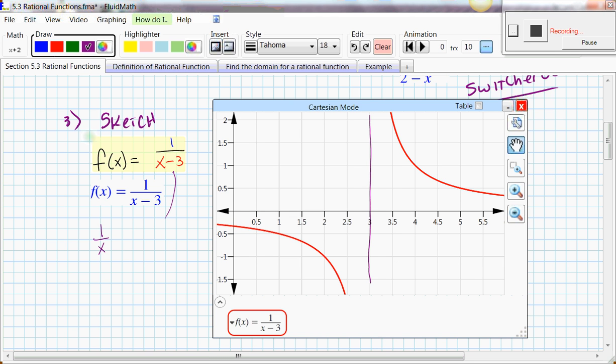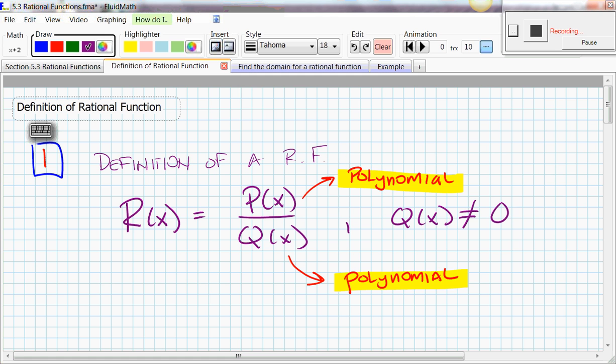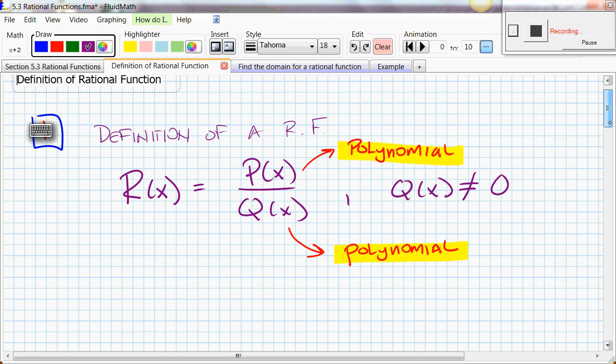And so our domain for this function, we said the domain was all real numbers x such that x was not equal to a positive 3. And again, that's consistent with dividing by 0. So that was the warm-up, and that led us right into what the definition of a rational function is. So the book gives us the definition of r of x equals p of x over q of x. And p of x is just a polynomial, and so is q of x. So basically, we're just taking two polynomials and dividing them and getting a rational function. But of course, q of x cannot be 0 because we're never allowed to divide by 0.